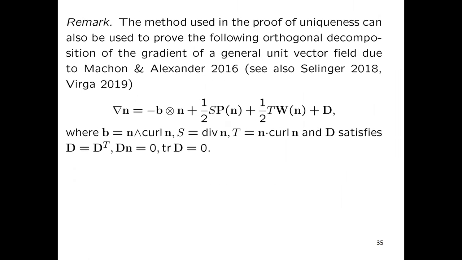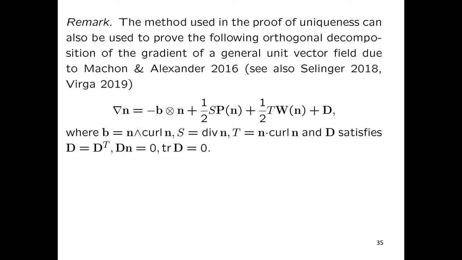Now, this is what I learned last night with an email exchange with Virga, that actually the method that is used in this proof of taking the square of this thing can be used to prove the following orthogonal decomposition of the gradient of a general unit vector field, which was first found by Machon and Alexander. So it's quite recent stuff. I mentioned Selinger's paper, and Virga has a paper a year later. So here's an orthogonal decomposition. This assumes nothing apart from the fact you've got a unit vector field, and the four terms are orthogonal to each other.